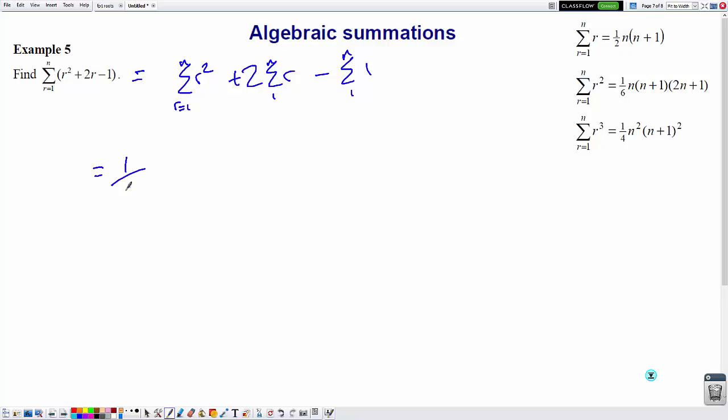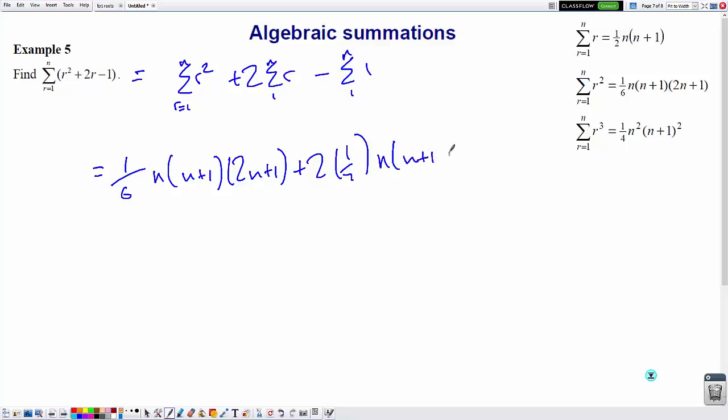So it's just a 6, n plus 1, 2n plus 1. What's this? Well, sigma r is a half n plus 1, and I've got 2 lots of that. So 2 lots of half, and you can already see that will simplify. But let's leave it there for now. n plus 1. And this is just sigma 1, this is just n, so minus n. Now, usually at this stage, in this example they haven't given us an end goal, so we are done. We've done what they've asked us to do.